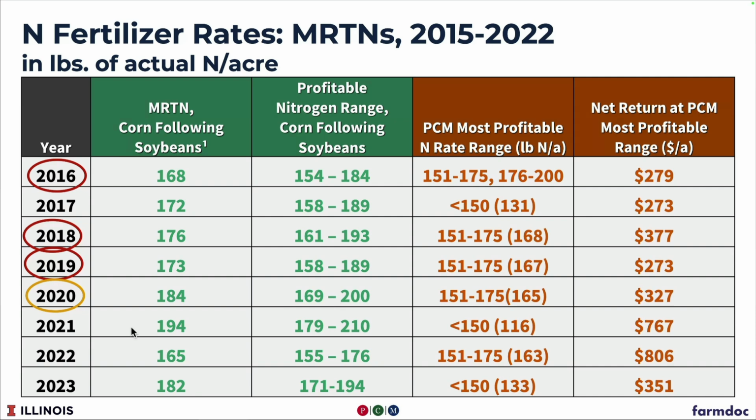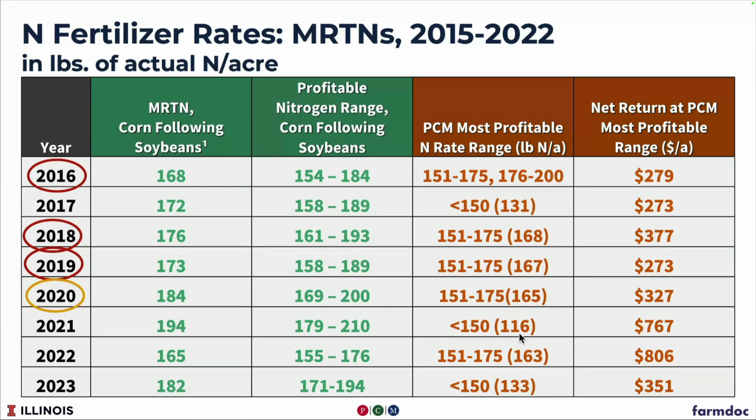2021 was another one of those years that was a good growing season for farmers. Good yields, very good prices, high nitrogen prices, but also high corn prices, as you'll recall. And the most profitable range for the MRTN was 179 to 210 pounds of nitrogen per acre, and it only required about 100. That was a really interesting year. Our most profitable farmers that year, because of the prices, only applied 116 pounds of nitrogen per acre on average.